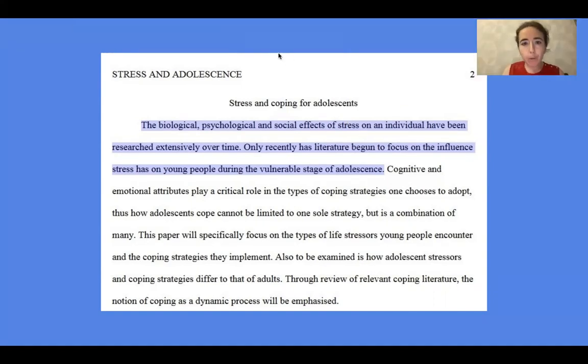Right, and Fakhrola raised his hand. I think not only that piece of the introduction, but also I think trying to show a gap there as well. Show a gap. Right, so this point here, only recently has literature begun to focus on the influence of stress on young people, right? So this is saying that there has been an emphasis on the research on adults, and there has been relatively little on young people. So it is showing a gap.